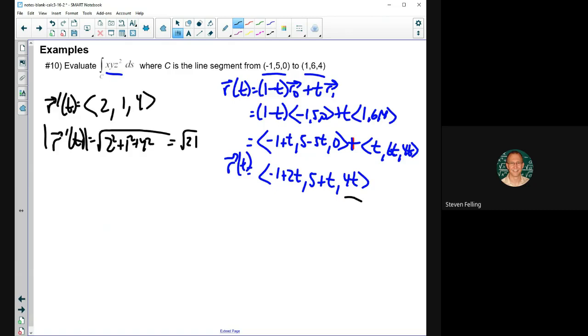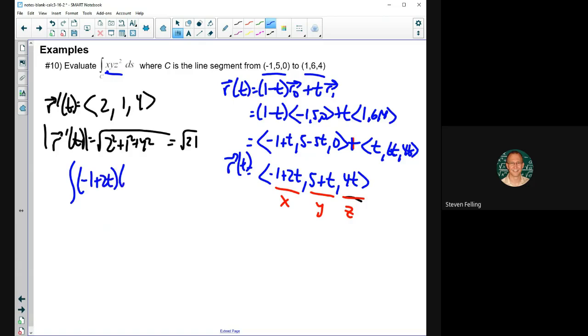Now we're ready to build the integral. The integral itself is going to be x, but for the x, I'm going to replace that with the parameterizations. This is x, this is y, and this is z. So I'm going to replace this x with negative 1 plus 2t.